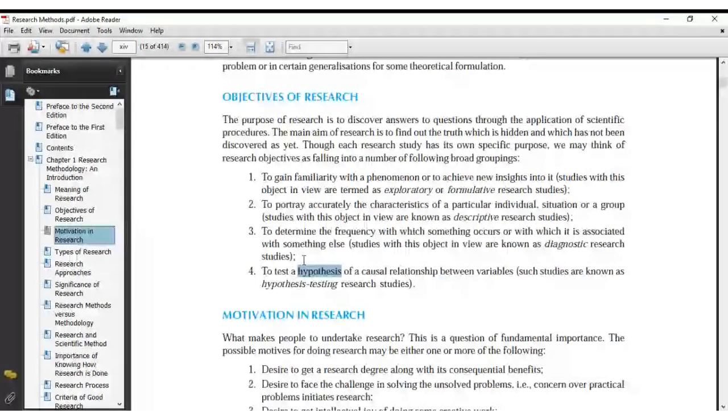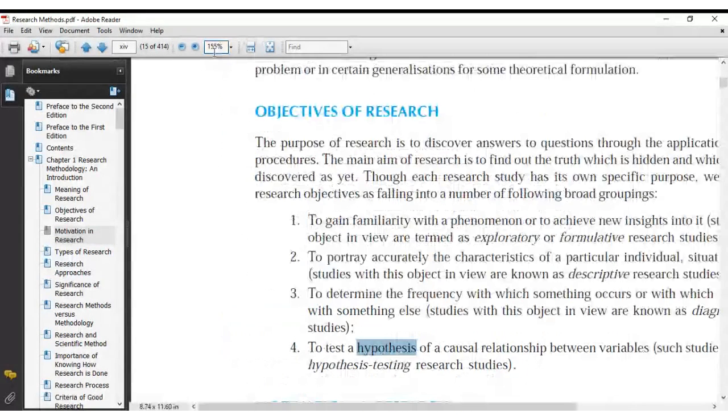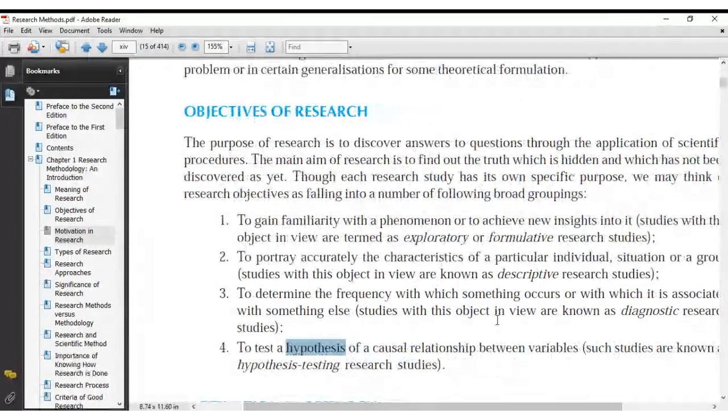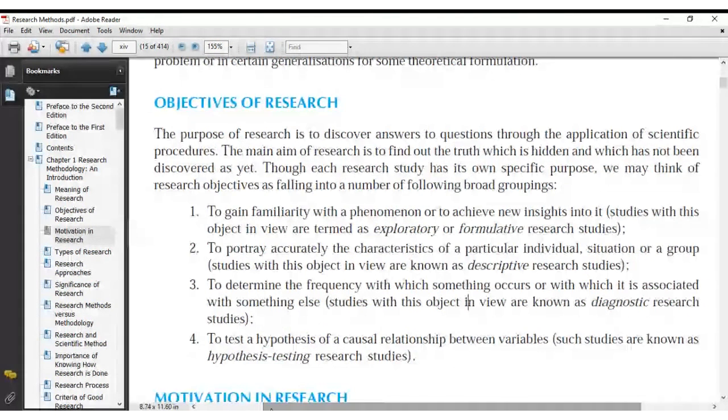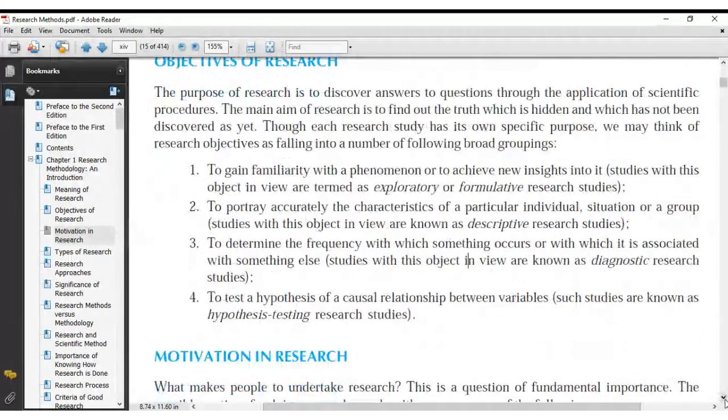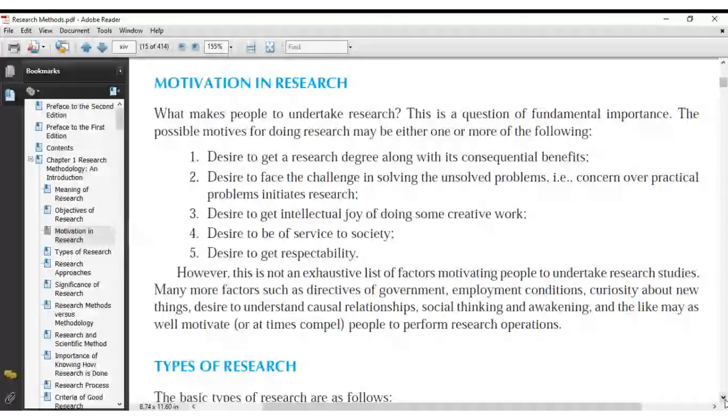Motivations are things that encourage people to do research, so to speak. Now, what are some of these things that encourage people to do research? Now, let us look at them. The first thing that encourages people to do research is the desire to get an academic document to that regard. Okay, the desire to get an academic document.